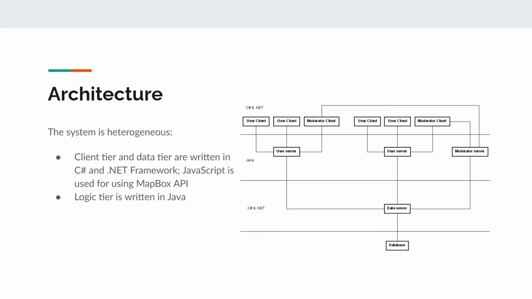And the system is also heterogeneous. Client tier and data tier are written in C# and .NET framework. The client uses Blazor, data server uses Entity Framework to use the database. JavaScript was used for Mapbox. Logic tier is written in Java. It uses Spring to expose a REST API, uses RabbitMQ for queuing tasks regarding newly added data.